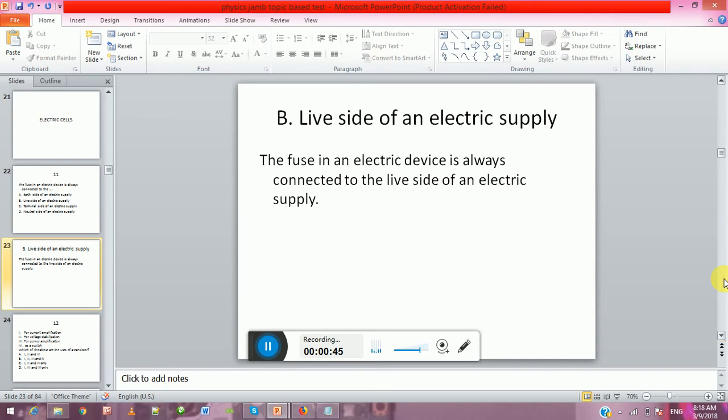The fuse is an electric device. It is always connected to the live side of the electric supply.